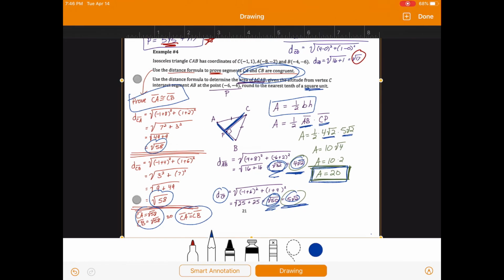So that's it for this lesson. We are going to use this formula a bunch in the future. So if you have any questions on this, please let me know.